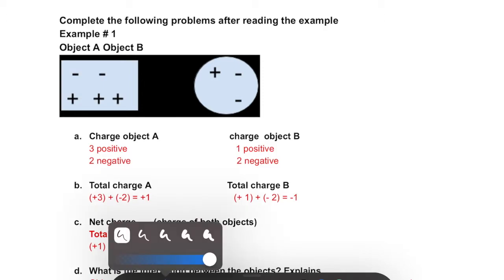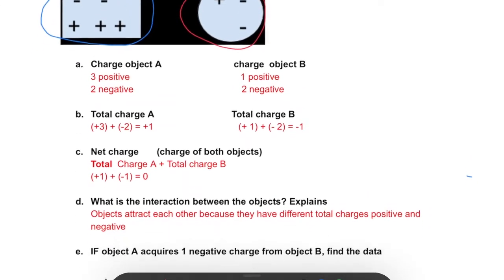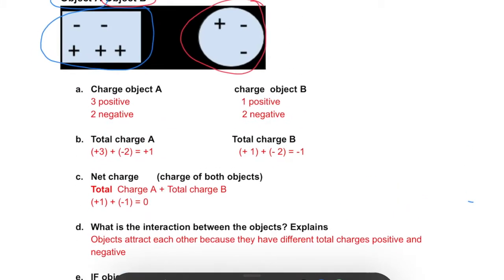Now, let's start with the first problem. In the first problem right here, we have two objects. The first object, object A, is the square, the box. And object B is the circle. With both of them, we need to answer questions A, B, C, D, and E.